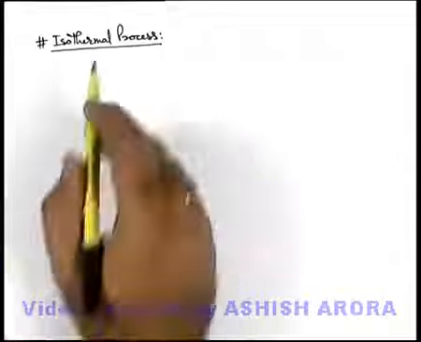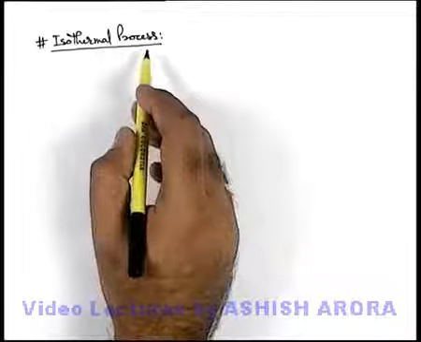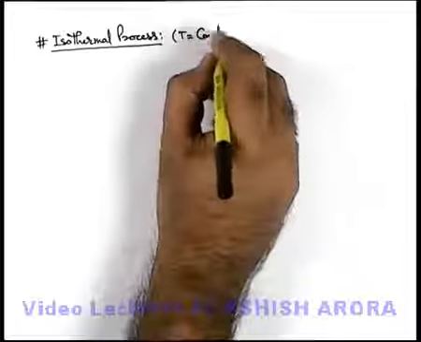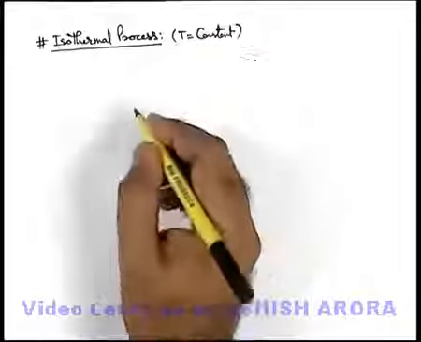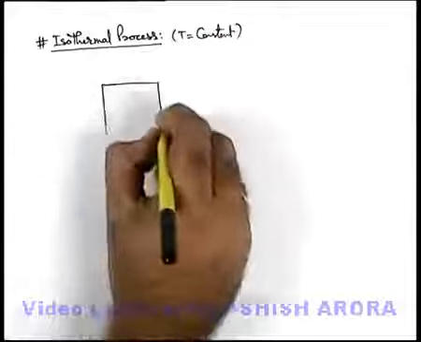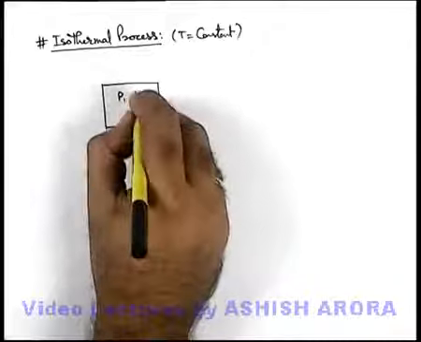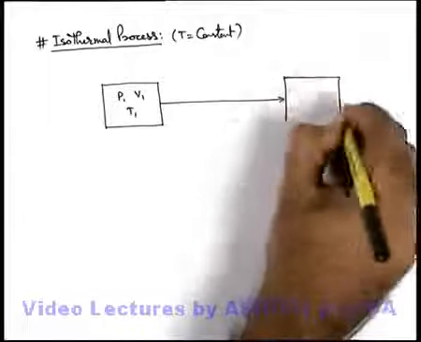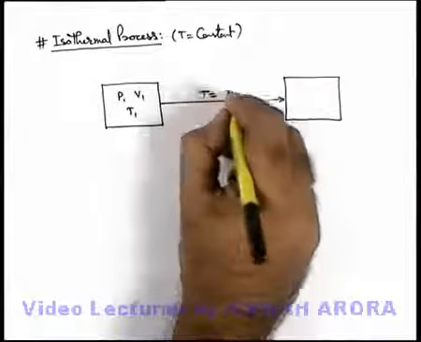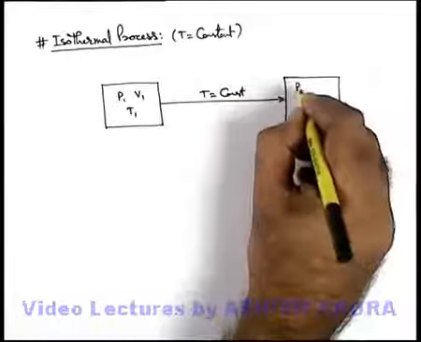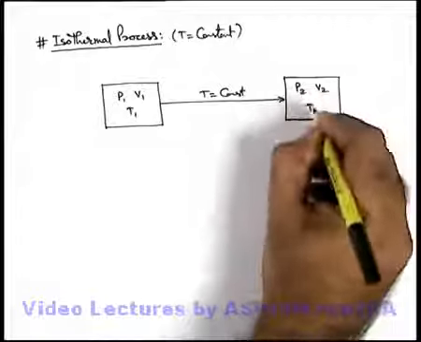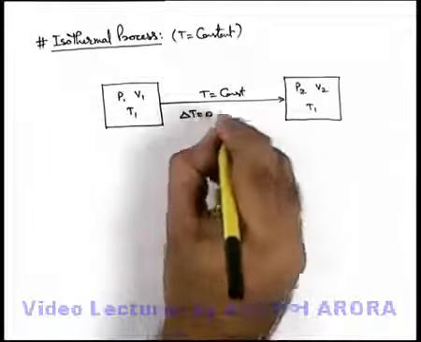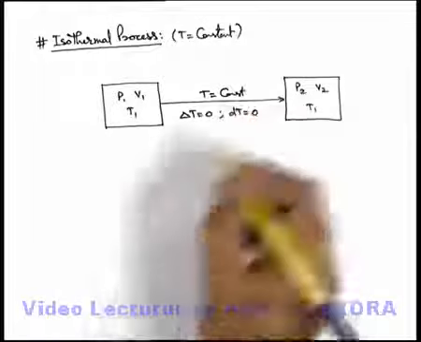Let us analyze isothermal process in detail. As we already discussed, isothermal process is the one in which the temperature of gas remains constant. So in this situation, if say a gaseous state is P1, V1, T1, which is initial, and it is changed to a final state such that the gas temperature remains constant, so pressure and volume will change, but temperature remains same. Here we can write delta T is 0 as well as dT is equal to 0.